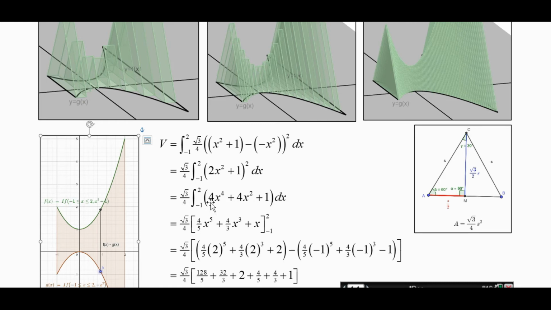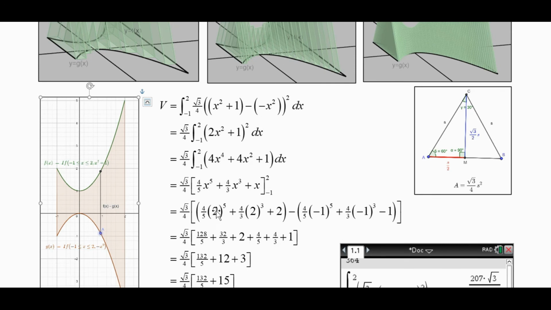So this is x to the 5th, divided by 5, that's 4/5. This is x to the 3rd, divided by 3, that's 4/3 there. And of course that 1 constant just picks up an x. And so we just want to evaluate that from negative 1 to 2. Notice I factored the square root of 3 over 4 out front, so that's out front of the whole thing, so we need a bracket there. And parentheses minus parentheses. First parentheses is this with the 2 in place of all the x's here, here, and here. Same thing here, but the 2 is replaced by negative 1.